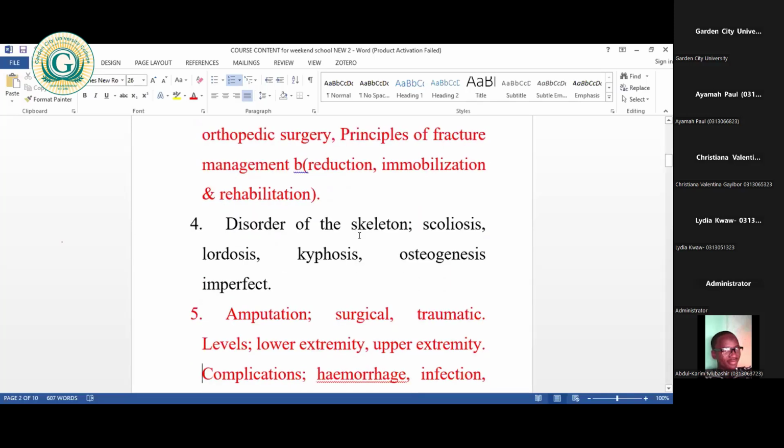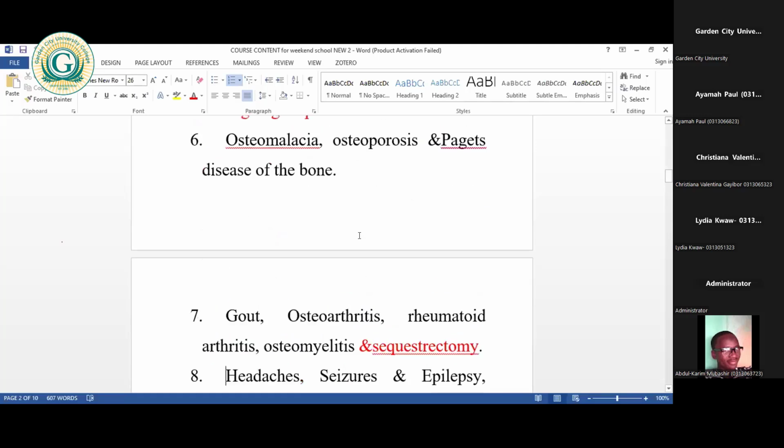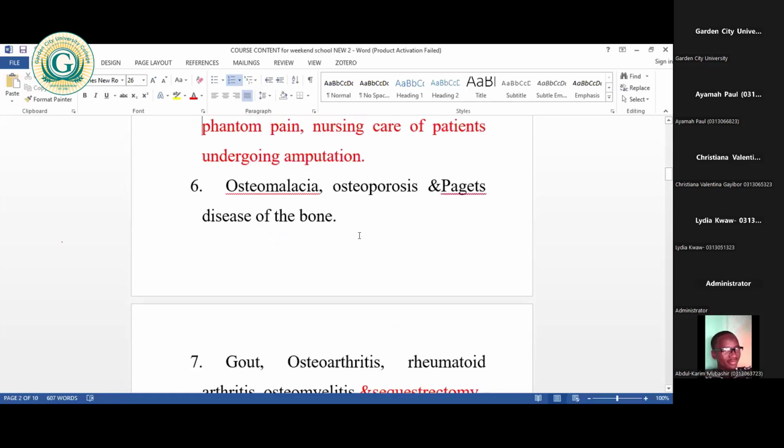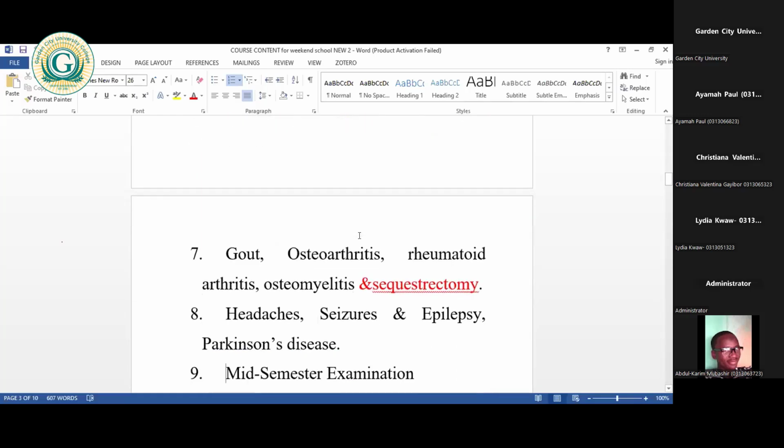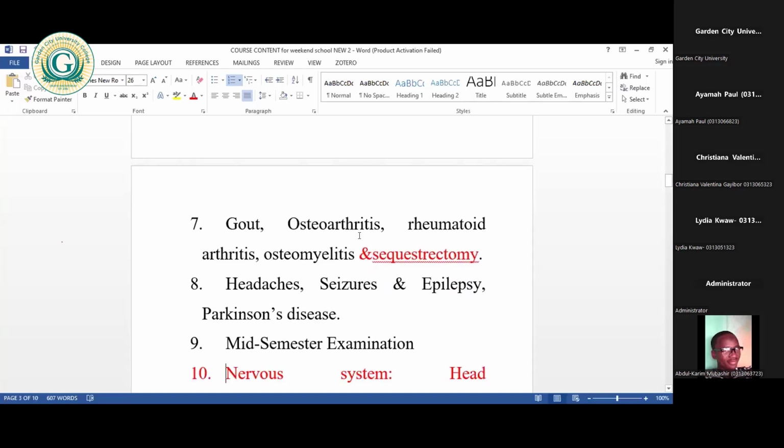So we look at disorders of the skeleton, scoliosis, lordosis, kyphosis, osteogenesis imperfecta. We will look at this. Then we will come to unit 6, where we look at osteomalacia, osteoporosis, Paget's disease of the bone. Then we look at gout, and under the gout we look at osteoarthritis, rheumatoid arthritis, osteomyelitis. Sequestrectomy is under surgery, so you discuss sequestrectomy under surgical nursing.